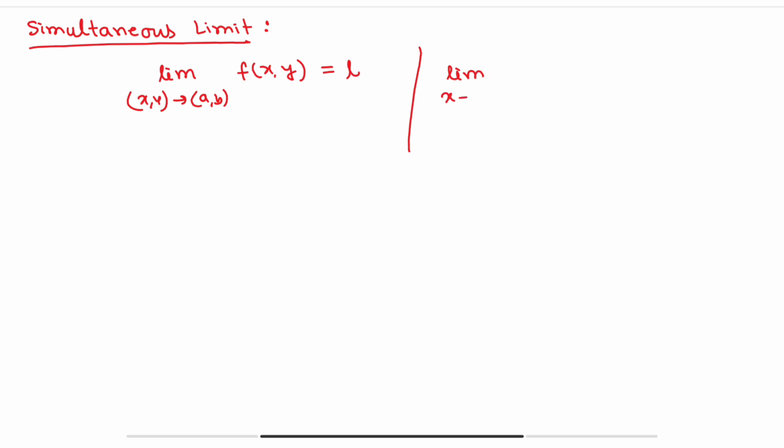Or you can denote it in this form also: limit as x tends to a and y tends to b of f of x, y is equal to L. We can write any one of these two formats. Now how to find this simultaneous limit or double limit? For example, let's write a question.